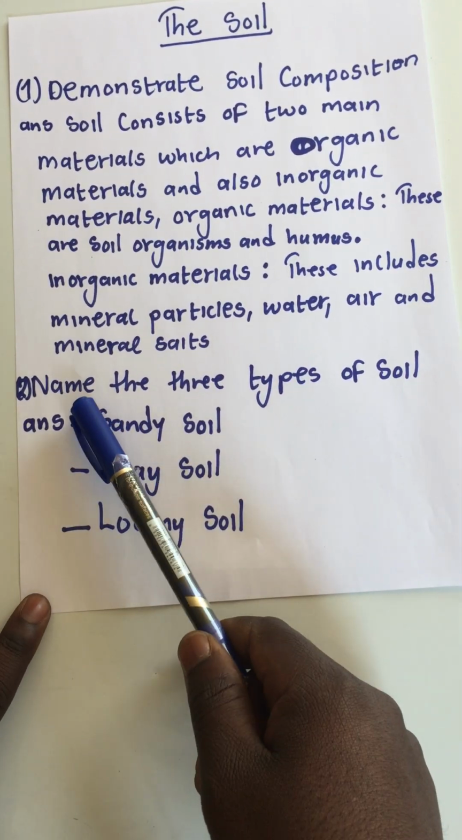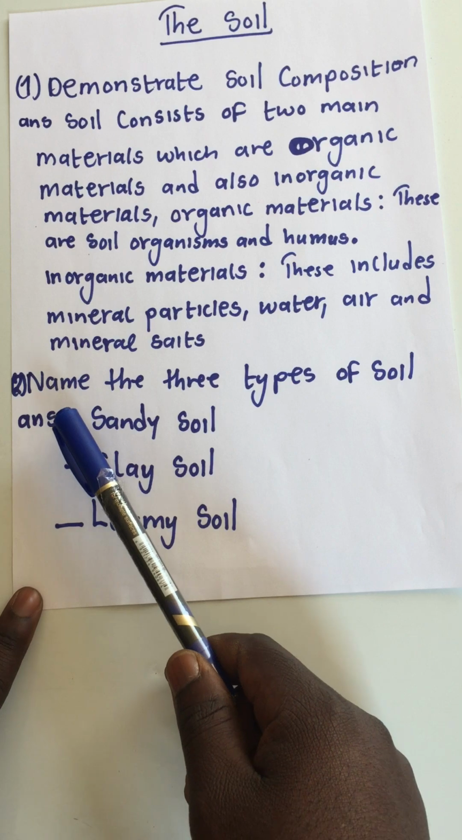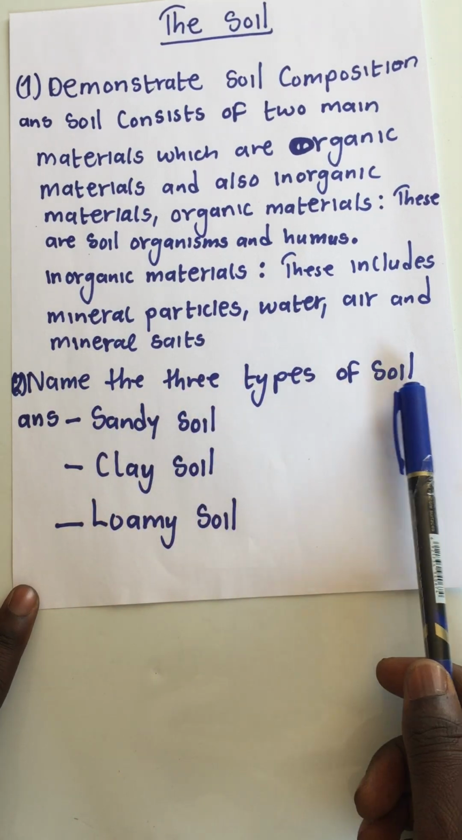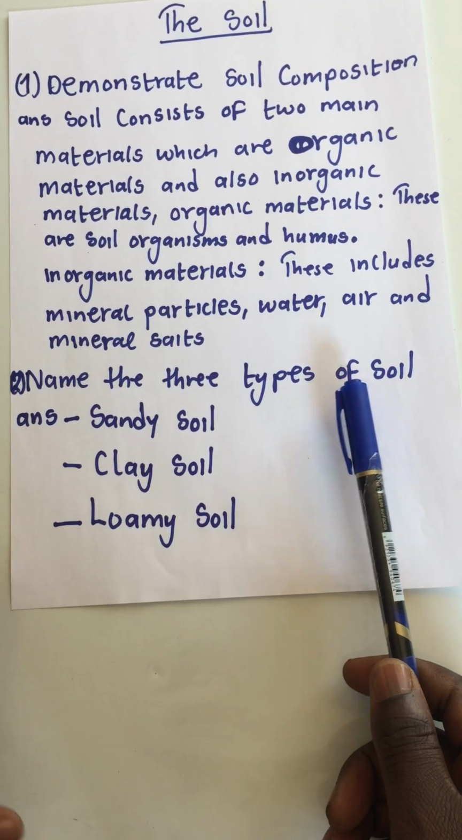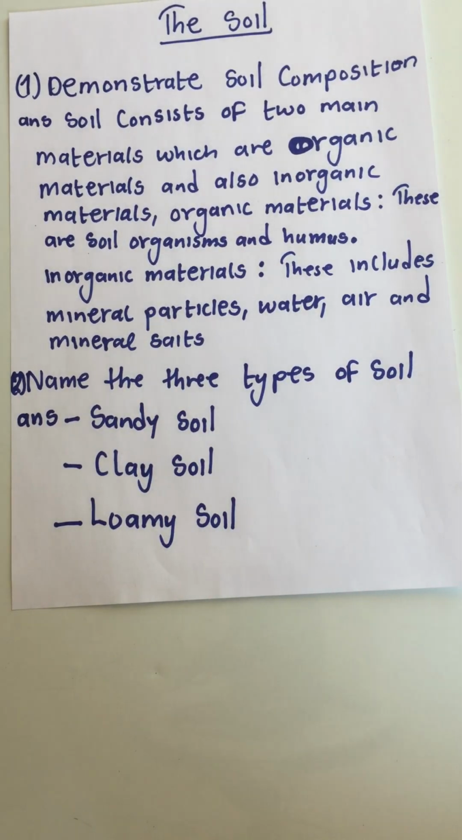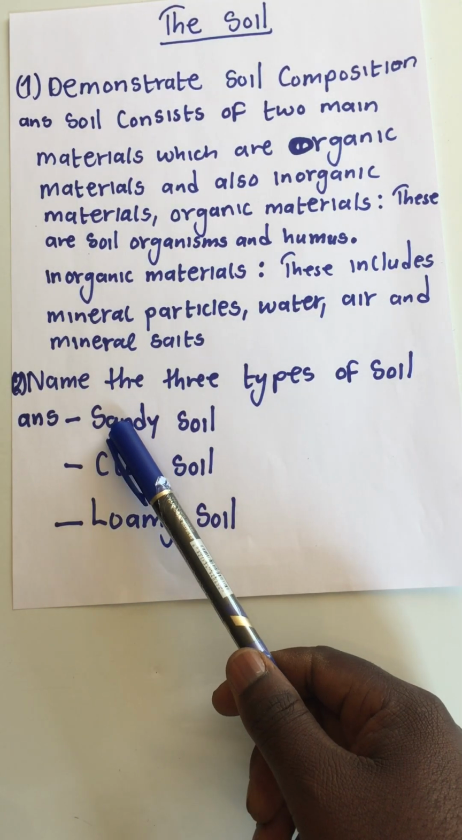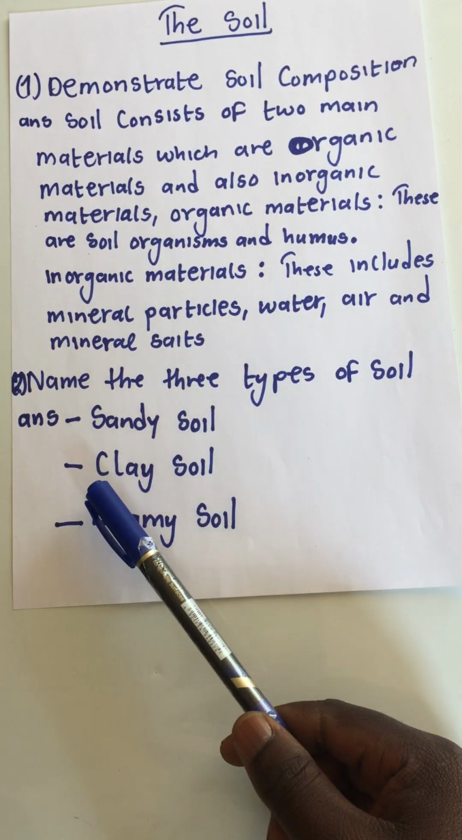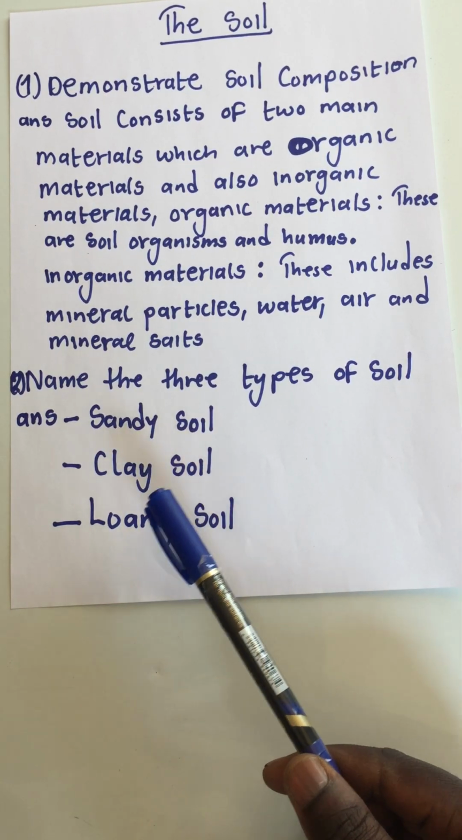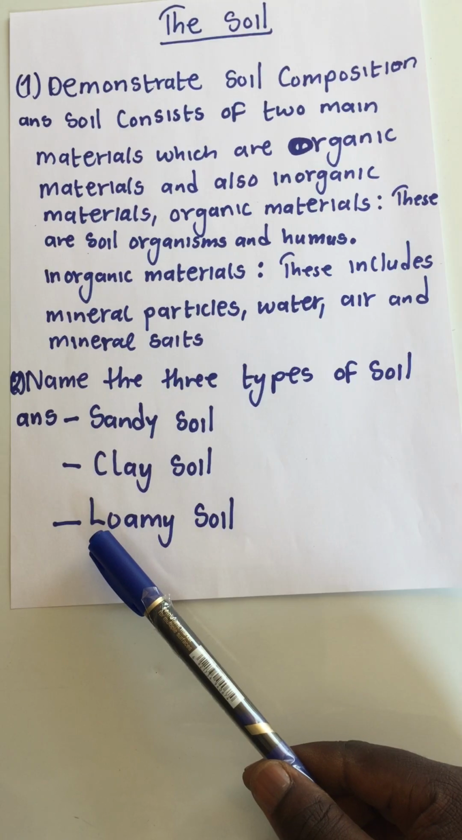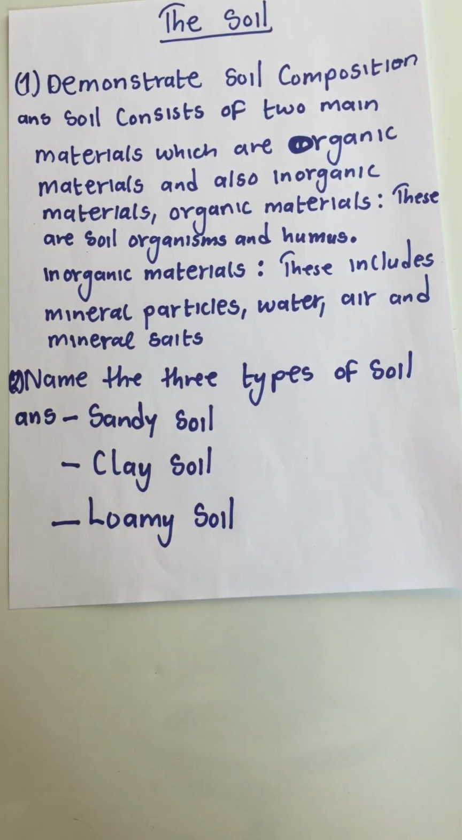We come to number 2. Number 2 reads as, name the 3 types of soil. Name the 3 types of what? Soil. So we have got 3 types of soil. The first type of soil, we call it sandy soil. The second type, we call it clay soil. The last type, we call it loam soil.